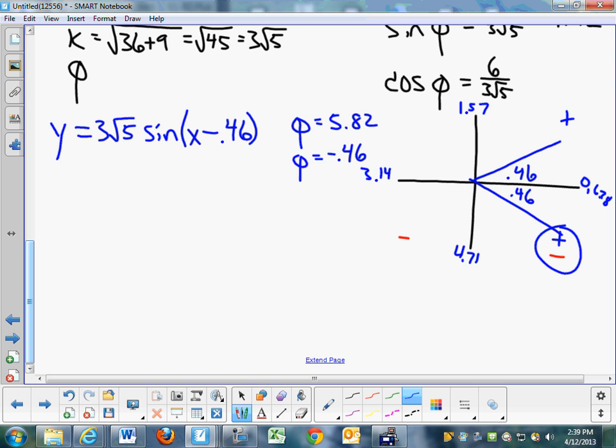This is a smaller shift, is it not? They would end up being right on top of each other. They're the same graph. It's just a matter of how you're shifting it. I would rather do this shift. So that's what I'm going to choose. You could do the other one, and it would work out just the same. But let's graph it.